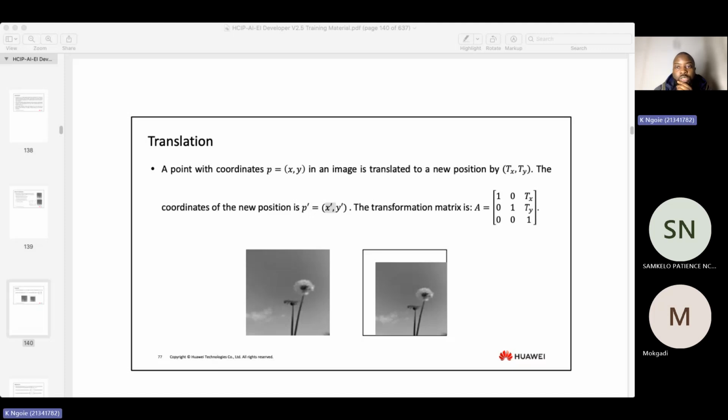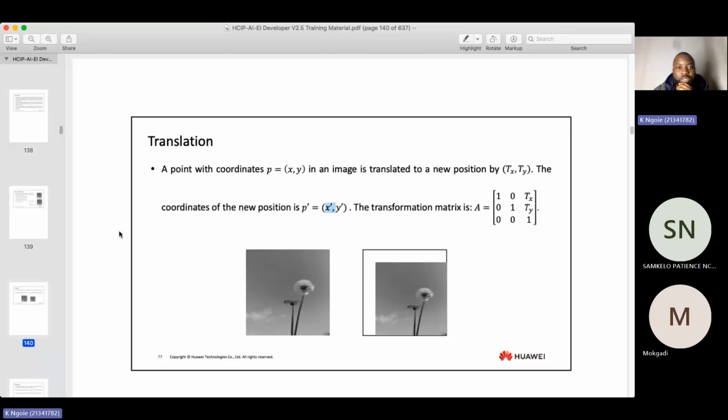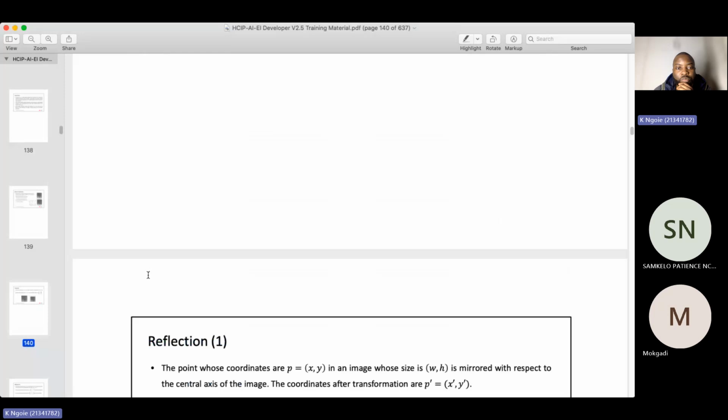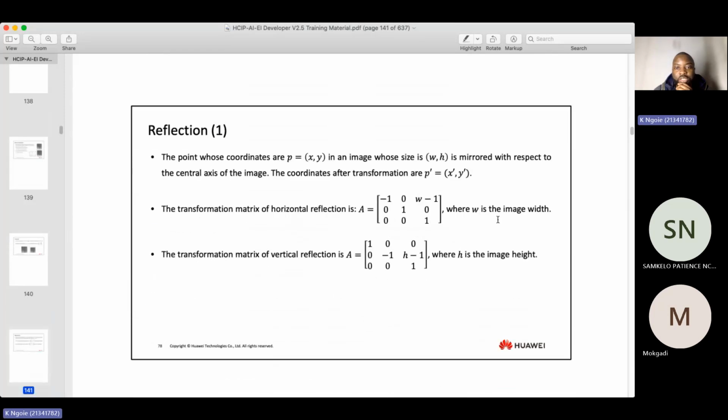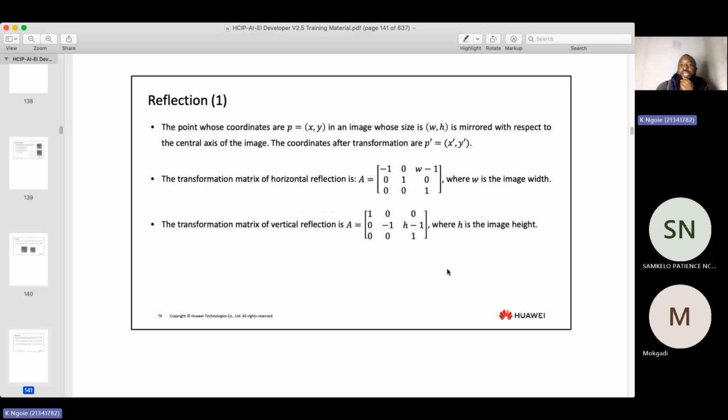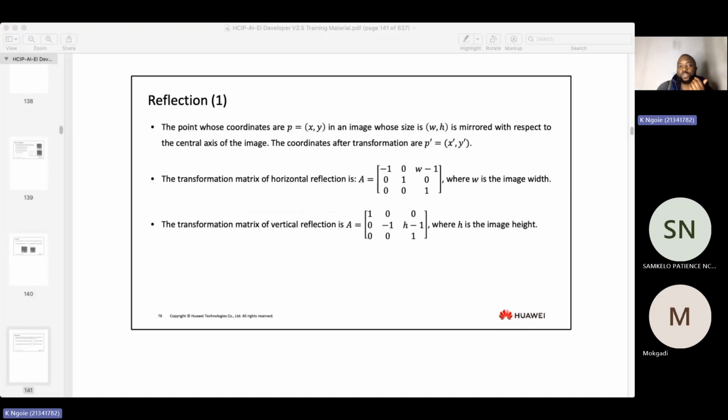All right. And now the next one will be the reflection. In this case, we also do a transformation of the image, but the reflection will be different from the translation. The reflection involves flipping an image over a specific axis. For example, we have the y-axis and then we flip the image. So that is the reflection.